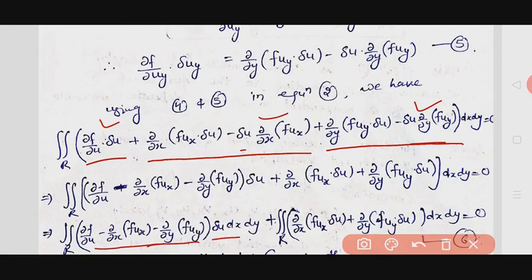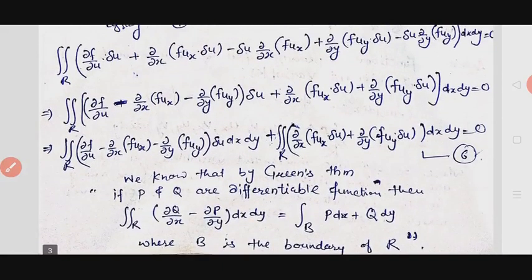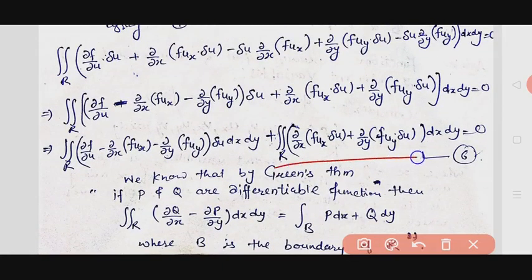And what is left here? One term remains with you. Okay, so I am writing the remaining term as a double integral over the region R. You can see this value is there actually. So I take the individual integral over this one and over this one, that will be equal to 0. Now we use the Green theorem.